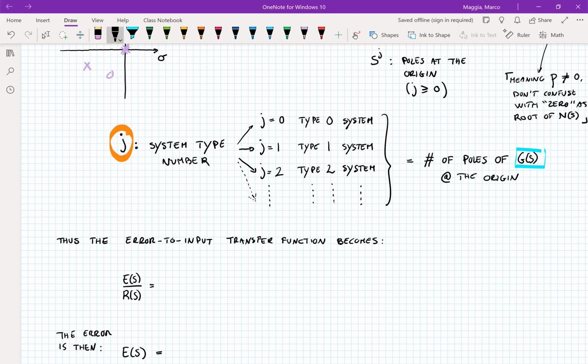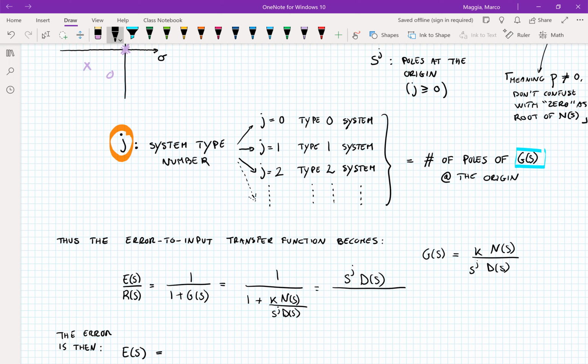Using the notation for G of S as K n of S over S to the power of J times D of S, we can rewrite the error to input transfer function, that is E over R. Remember that was 1 over 1 plus G. And so this is equal to 1 over 1 plus K n over S^J D, or that is also equal to S^J D over S^J D plus n of S times K.